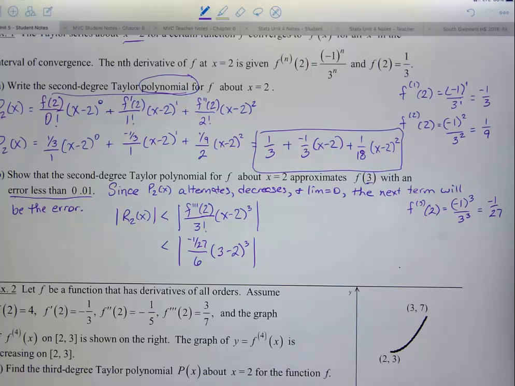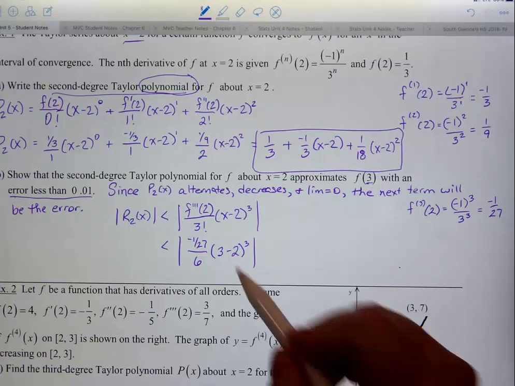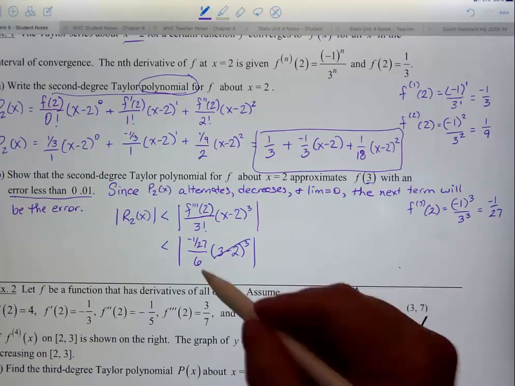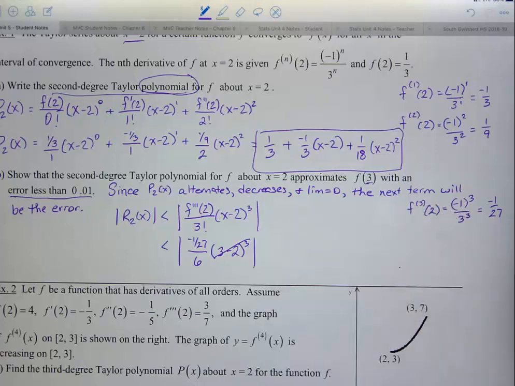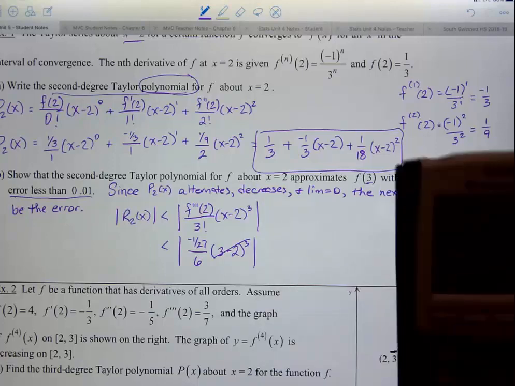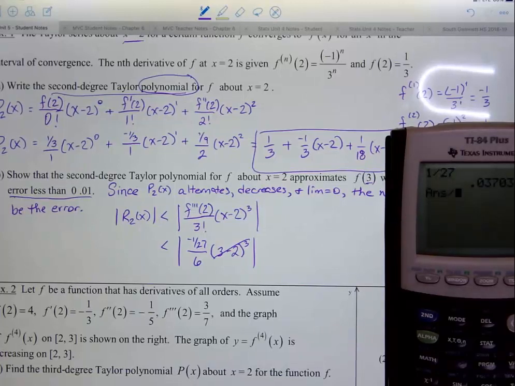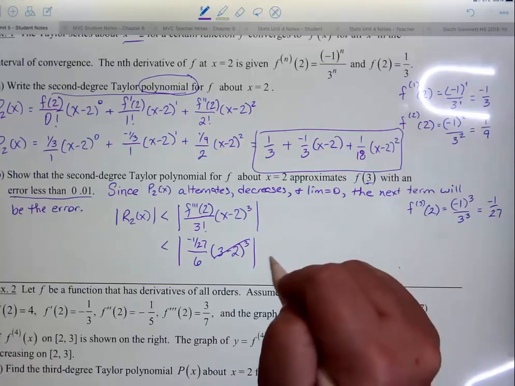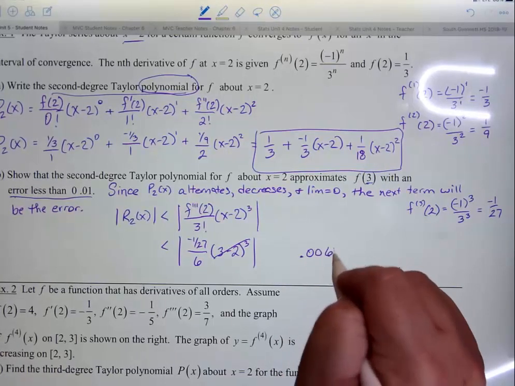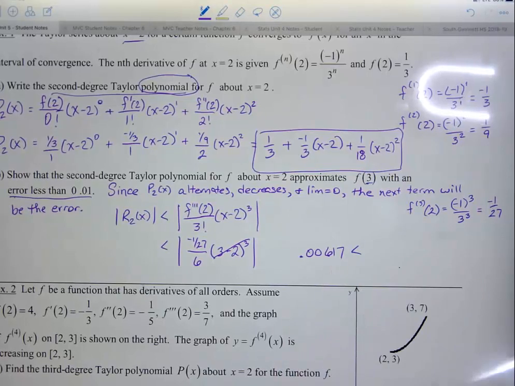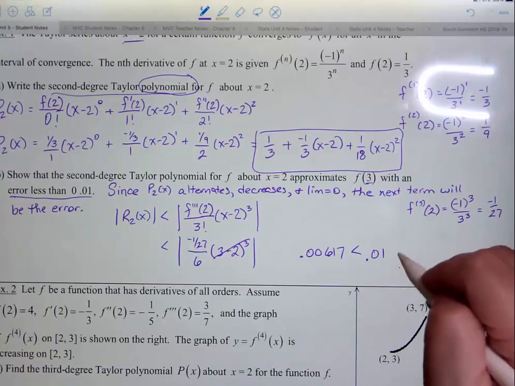Okay, now we go to the calculator. But what is 3 minus 2 to the third? That's just 1. 1 to the third is 1. So mark that out. All you got to do is put that in the calculator. Now remember that the negative, we don't even need to worry about it. So 1 over 27, and then divided by 6. And I get 0.00617. So 0.00617. Is that less than 0.01? Yes. Check, I'm done.